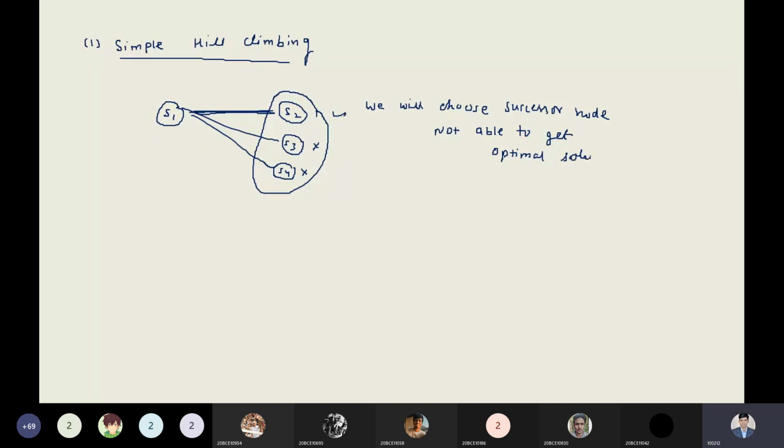And while understanding any topic in AI or any course in computer science, try to connect all the things with the real life scenario so you can easily understand.